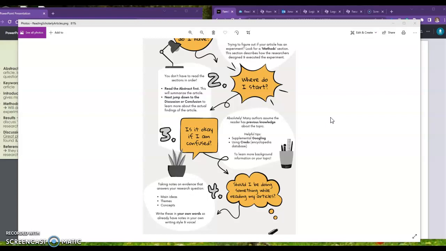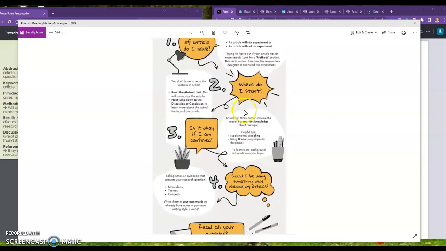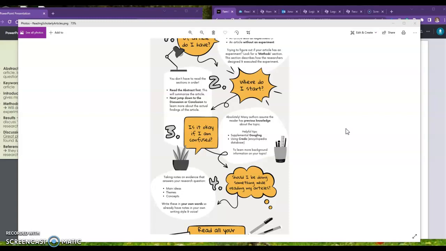Then you skip the meat or the peanut butter and jelly and go to the bottom piece of bread, your conclusion or discussion. This is where you learn about the actual findings of the article. This is where you save time, because about 90% of the information you're going to use for your paper is going to come from the abstract and from the discussion or conclusion: the top piece and the bottom piece.